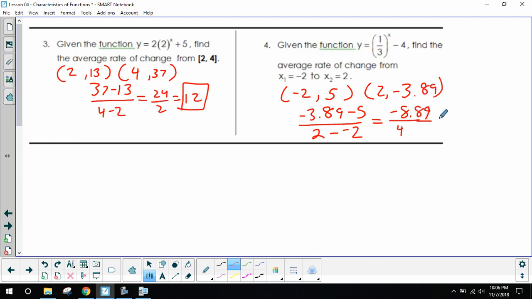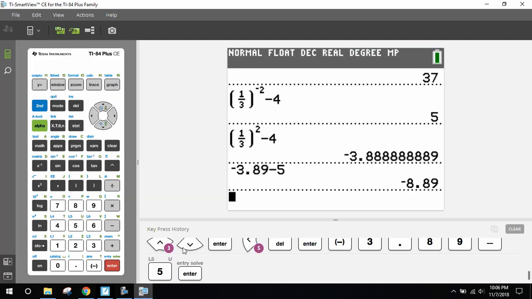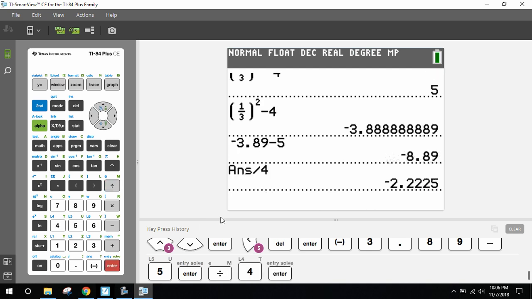I'm going to take that and plug it in my calculator. That answer is already there, so I'm just going to hit 4. And we get -2 point. I'm going to write that in 2. So 2. That was tough.